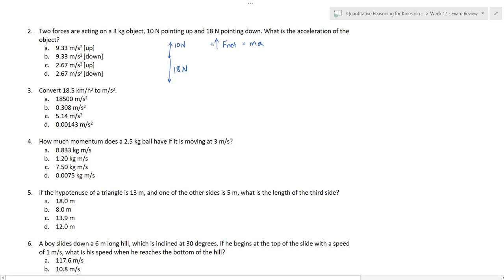So to find the F net, we have two forces here. One is pointing up, the other one is pointing down. If up is positive, then the 10 Newton force is positive, and the 18 Newton force would be negative. And that's what our net force would be, equals the mass, which is 3 kilograms, times the acceleration. And we're solving for the acceleration. So on the left side of the equal sign, we can do 10 minus 18, which is negative 8 newtons, equals 3 kilograms times the acceleration.